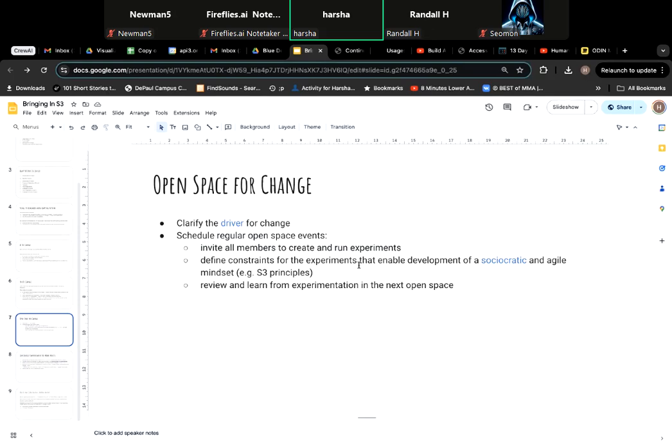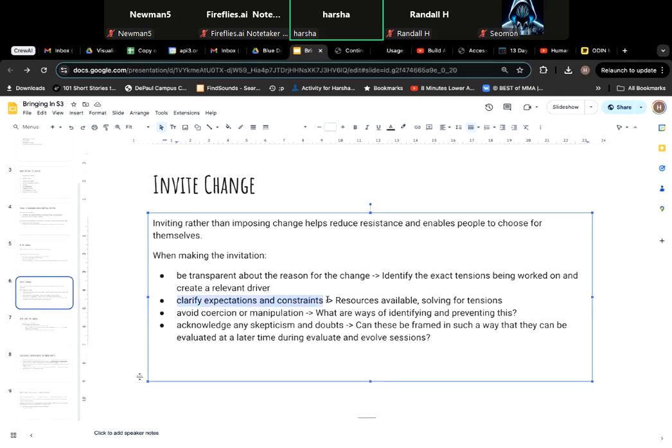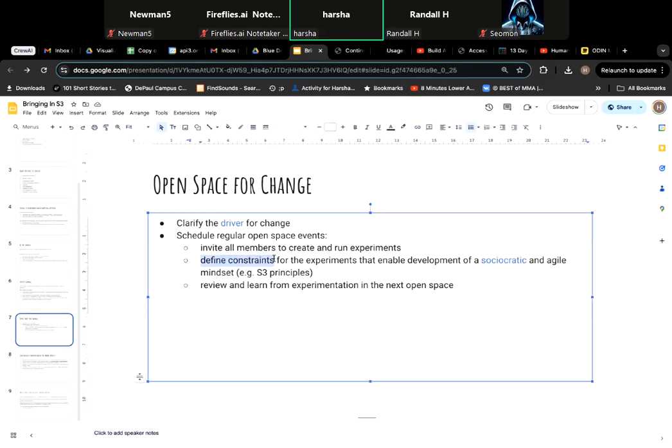Define constraints for the experiments that enable development of a sociocratic and agile mindset. This again feels like something we discussed here. Clarify expectations and constraints is what I'm getting from this. So we are defining the constraints, whether it be internal or external constraints or self-imposed constraints.